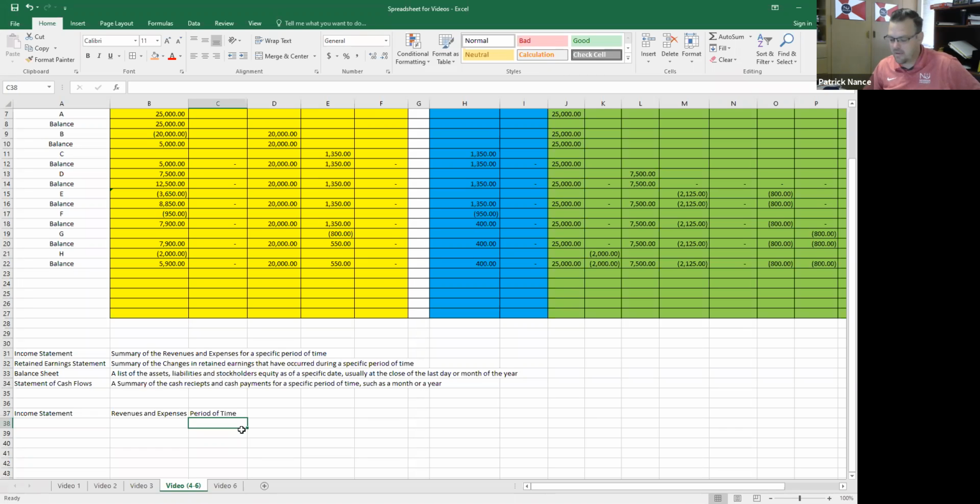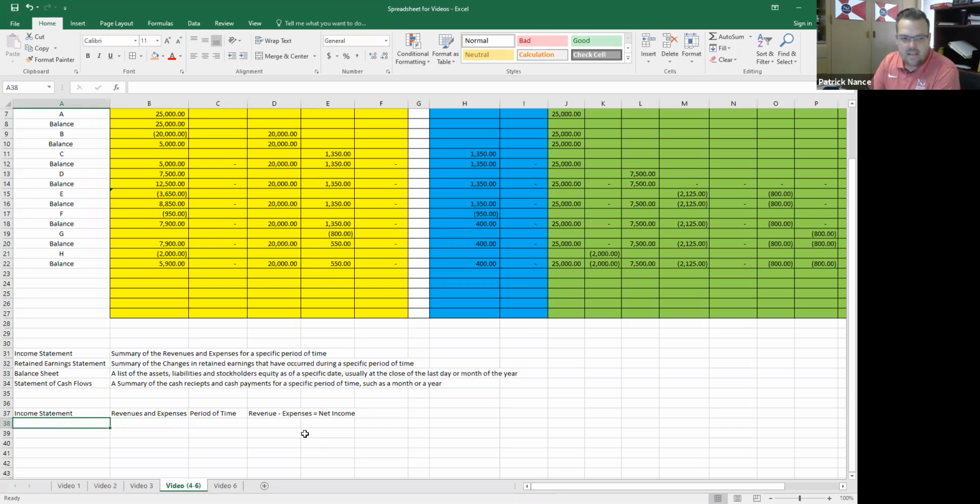But the income statement must be for a given period of time, and all that's going to be on it is revenues and expenses. Effectively, it's a pretty simple statement. It's going to start with all of our revenues. If we just have one, that's fine. That's going to be revenue minus expenses equals net income. And that's really all there is to the income statement.